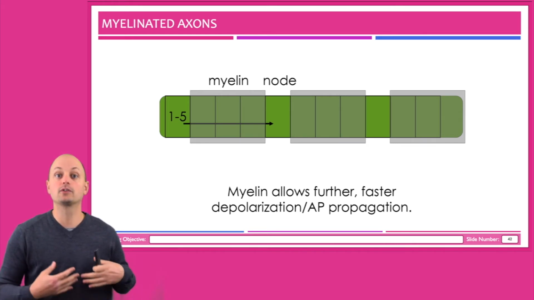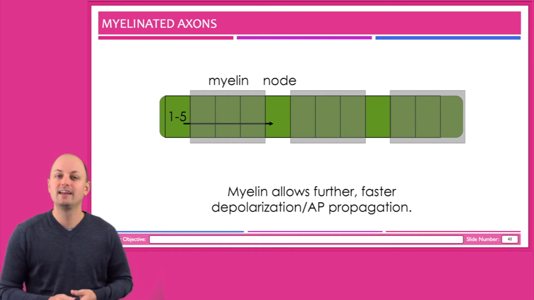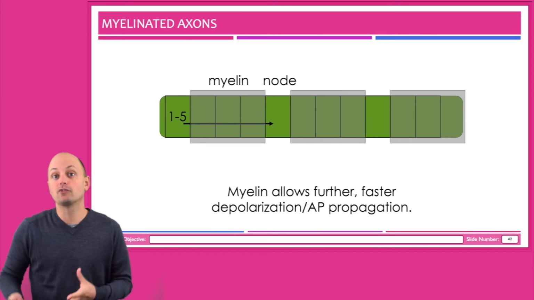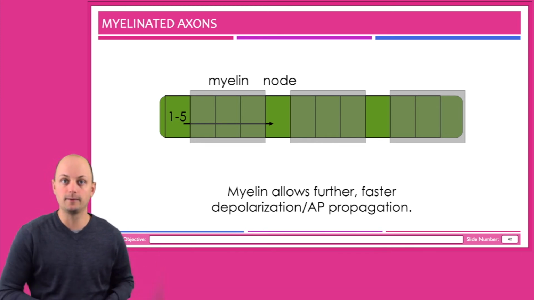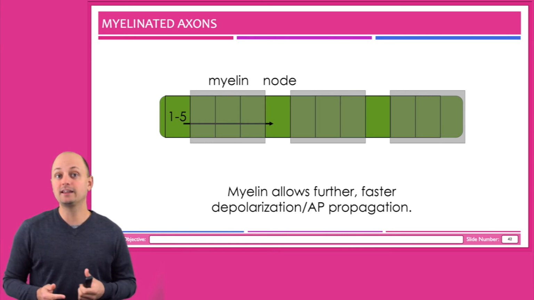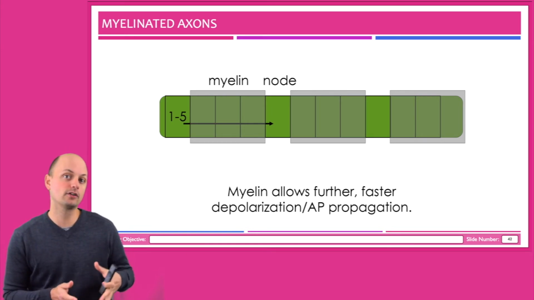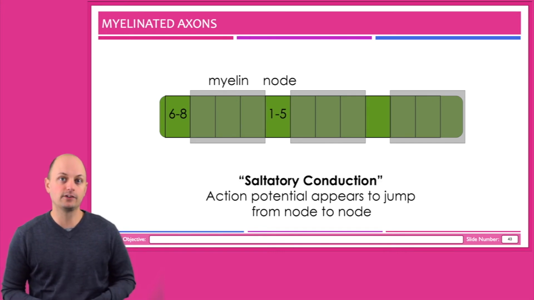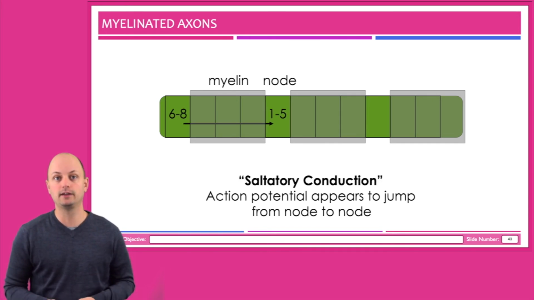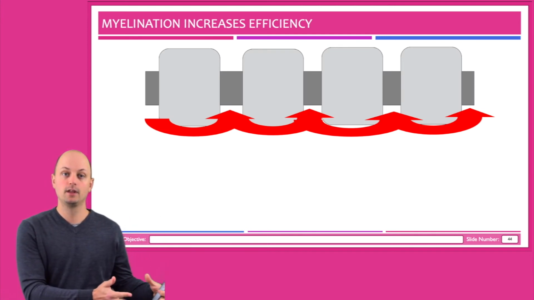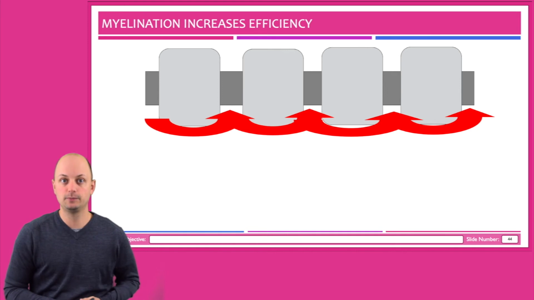So we see the current spread rapidly through the internodes and then pause to recharge at the node before spreading rapidly through the next internode again. People often describe this conduction as being saltatory because it looks like the current is jumping from node to node. But I really don't like this term because when we think about jumping, we usually make the assumption that we're jumping over something, like what's being represented here in this picture.